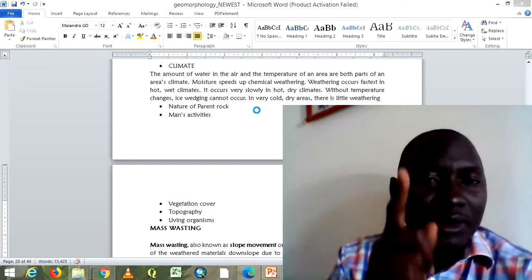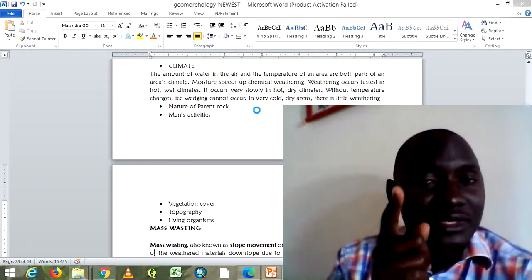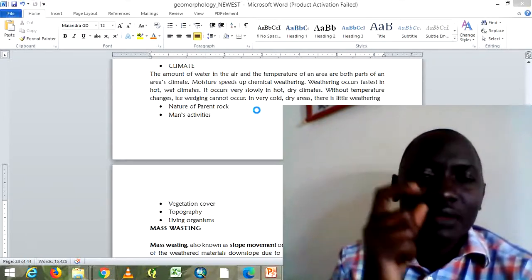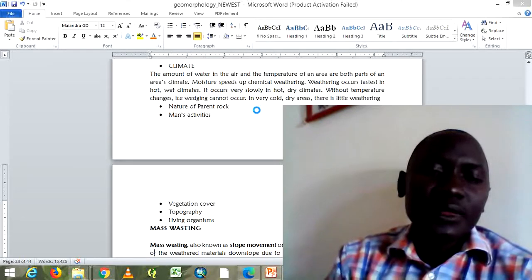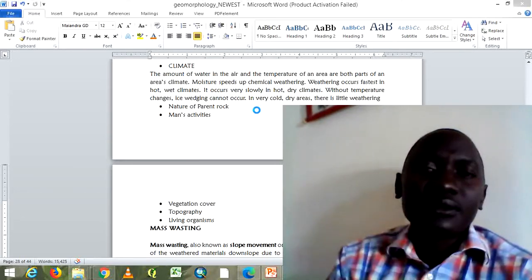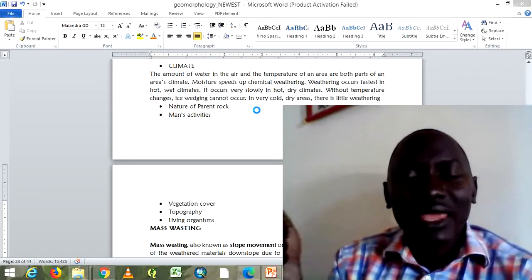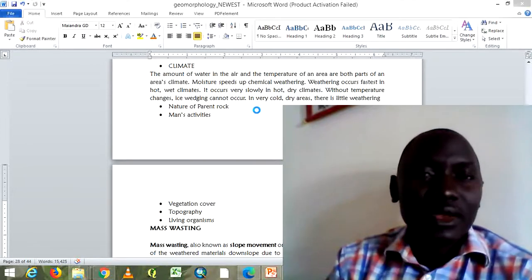The nature of the parent rock determines the rate. Rate, we are talking about the speed, and nature, we are talking about the type of weathering. We look at vegetation cover being another factor. We know vegetation under biological weathering also aids weathering.